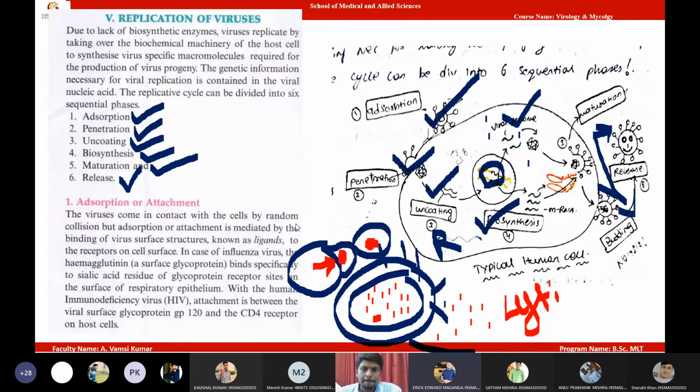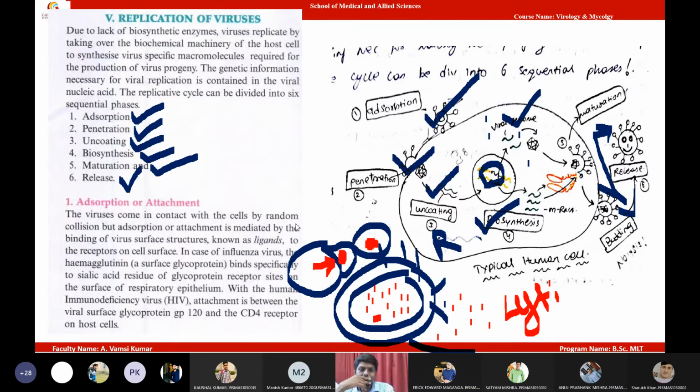Sir, do all types of viruses rupture the cells, or only some viruses rupture the cells? Only some viruses. Not all viruses will rupture the cell, but all viruses will cause cell damage.